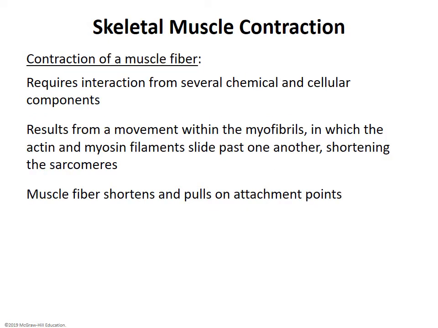So contraction of a muscle fiber, there's a lot of different things that are going on. As it says on this, it requires interaction of several chemical and cellular components. But what's going to happen is each sarcomere is going to shorten, and since there's thousands of them along a myofibril, the whole myofibril shortens, which means the whole muscle is going to shorten, because there's several muscle fibers in each muscle.